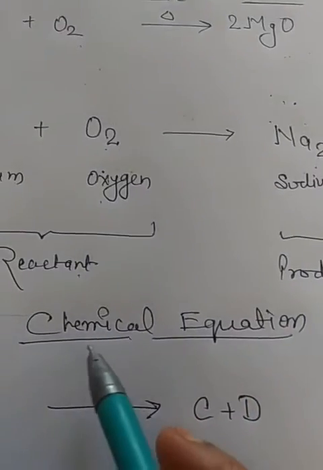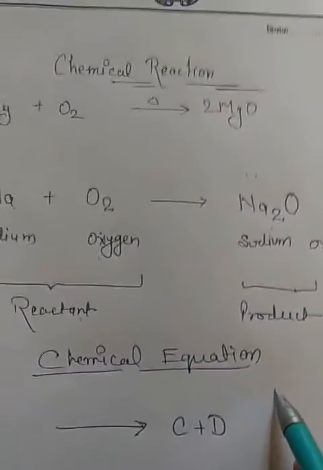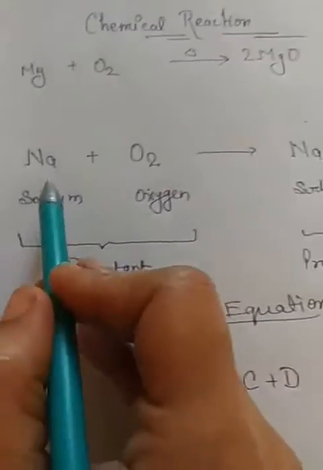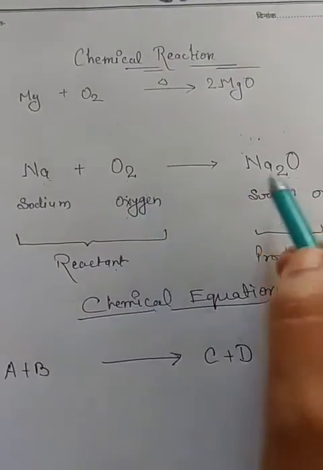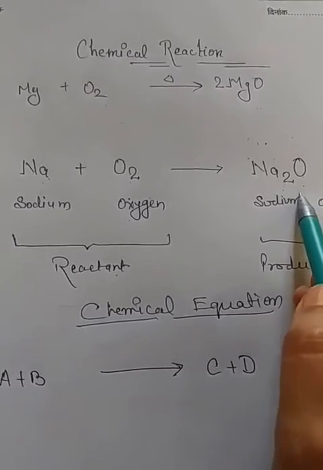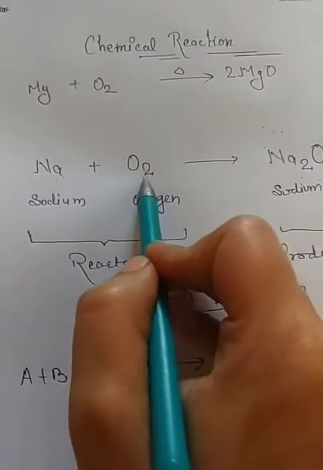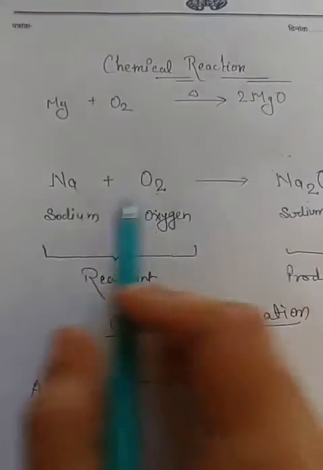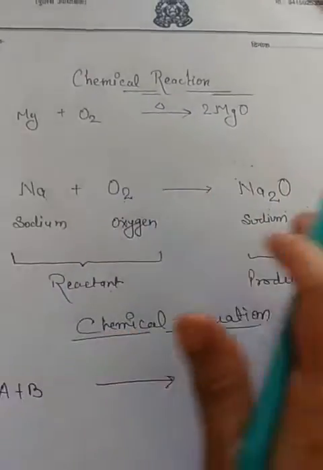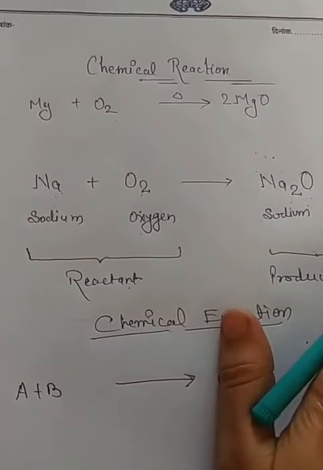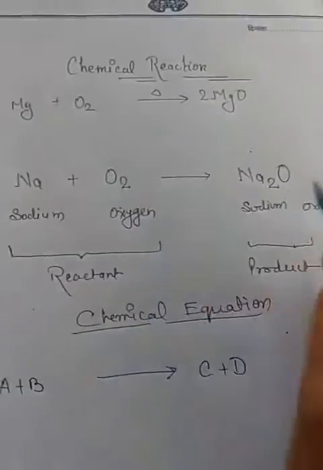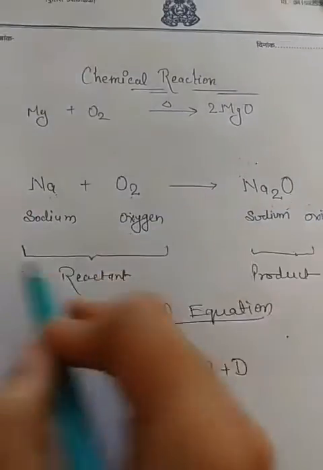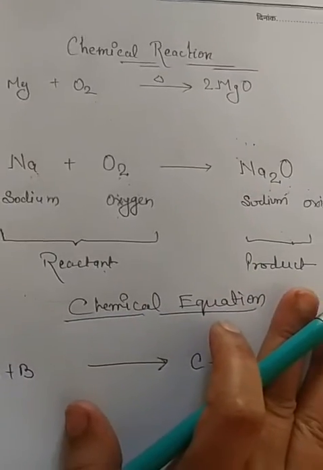Now let's discuss chemical equation. What is a chemical equation? Representation of a chemical reaction using symbols and formulae of the substances is called a chemical equation.